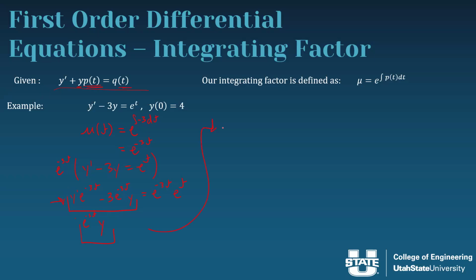Then we would have e to the negative 3t y equals the integral of e to the negative 3t e to the t. This can simplify to e to the negative 2t. Yes, good job. On the right-hand side, technically we integrated the left-hand side as well to get it into this form, so we have to integrate both sides.